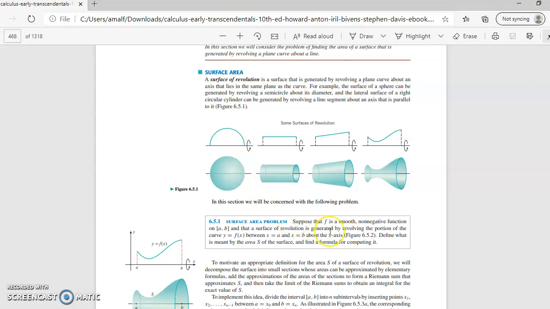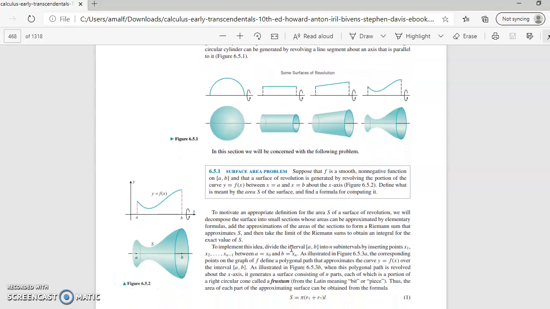So f is a smooth non-negative function on the closed interval [a, b], and the surface of revolution is generated by revolving the portion of the curve y equal to f of x between x equal to a and x equal to b about the x-axis. We need to find the area of the surface S. Again, this can be obtained as an integral, so we will look into how to obtain it.